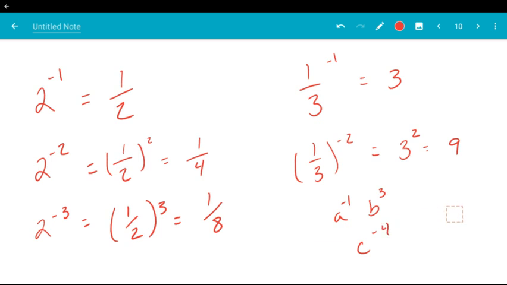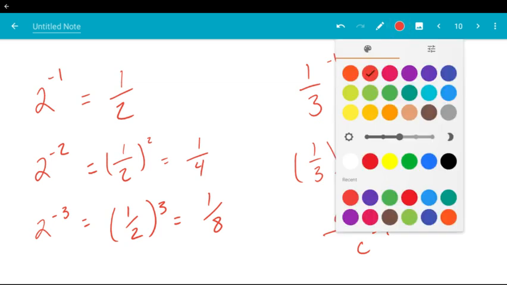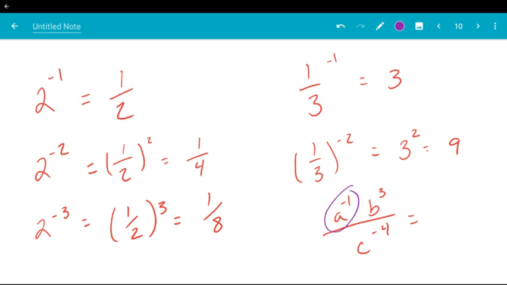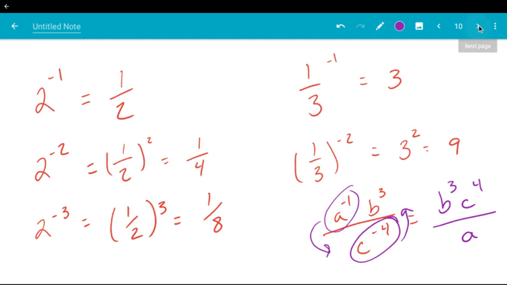Okay? When you have a bunch of values all being raised to negative values, after you're done simplifying, you don't want to leave the answer with negative exponents. That's considered unsimplified. Anything that has a negative exponent needs to be put in the opposite location. So a would go to the denominator, and c would move to the numerator. So my final answer would be b cubed c to the fourth all over a to the first power. You don't have to put the first power if you don't want to. It's not wrong if you do, but it's just unnecessary.